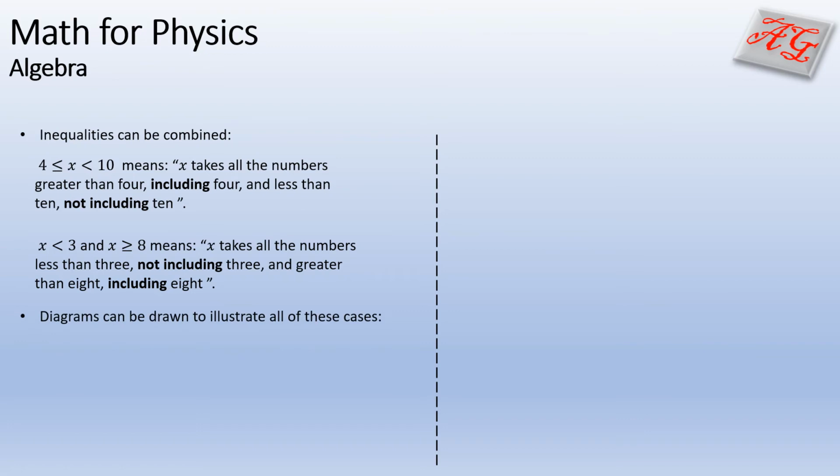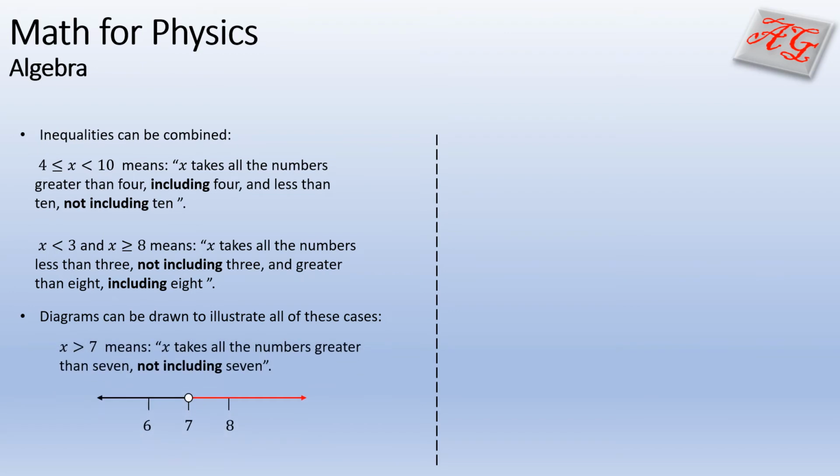It is important to notice that diagrams can be drawn to illustrate all of these cases. For example, let's take the first case where x is greater than 7. To start, we draw a line that represents the values that x can take with equally spaced intervals for consecutive and equally spaced values of x, including the value 7. Then, at the value 7, draw a hollow dot, here represented by a white dot, since we are not including the value 7, and highlight the sector of values that are greater than 7. In this case, represented by the red color.